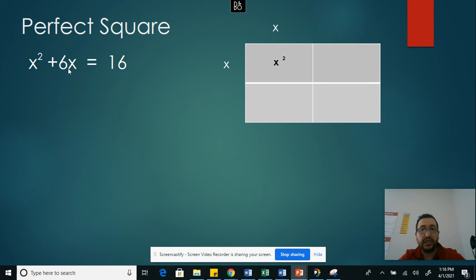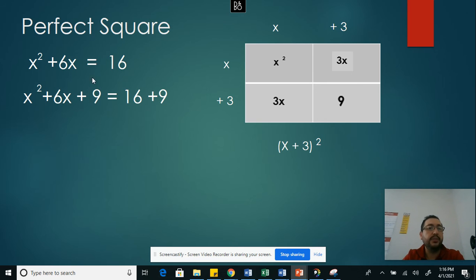The 6x, we're going to split it into 3x and 3x, so we're going to have plus 3 and plus 3. And we're going to have 9. And these are going to make my perfect square, x plus 3 to the second power. So as we can see, we're missing the 9 here.